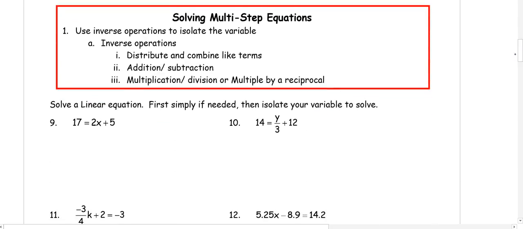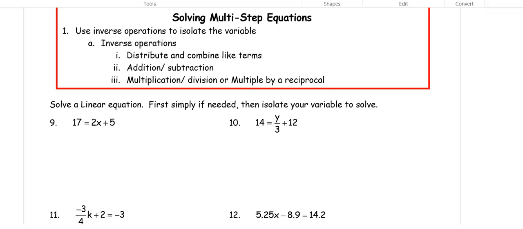So let's start getting into harder problems. When solving multi-step equations, first thing you have to do is look and see, are there multiple terms that need to be combined, or is there parentheses that I need to distribute? Then think about order of operations backwards. So the next step is going to be to add or subtract the number away from the variable, and our last step will be to multiply or divide. So to solve a linear equation, first simplify, and then isolate your variable.